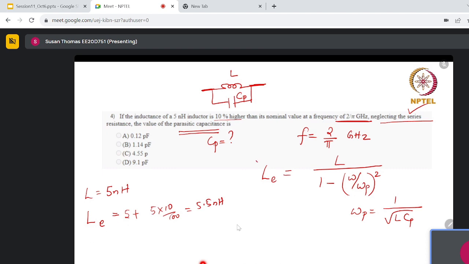Here we know LE, we know L, and we also know the operating frequency. Can we not find omega p? So now I request everyone to please find out omega p.